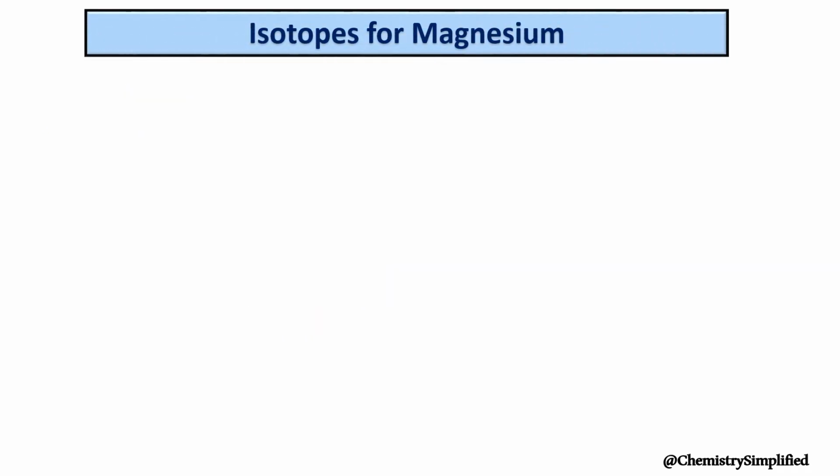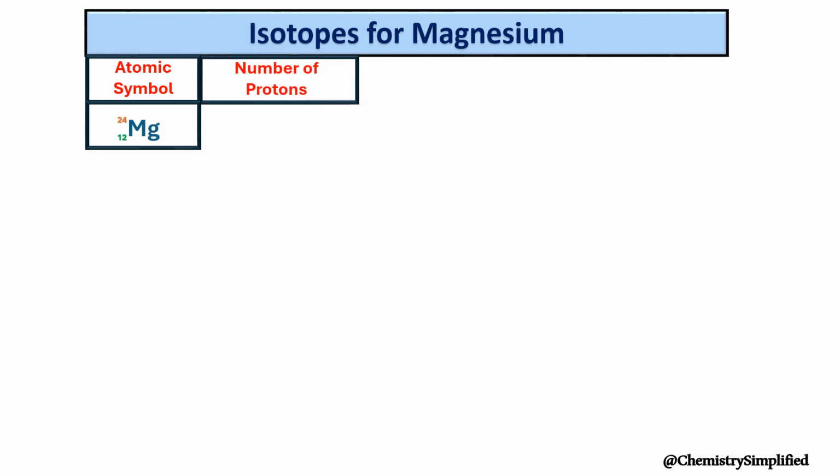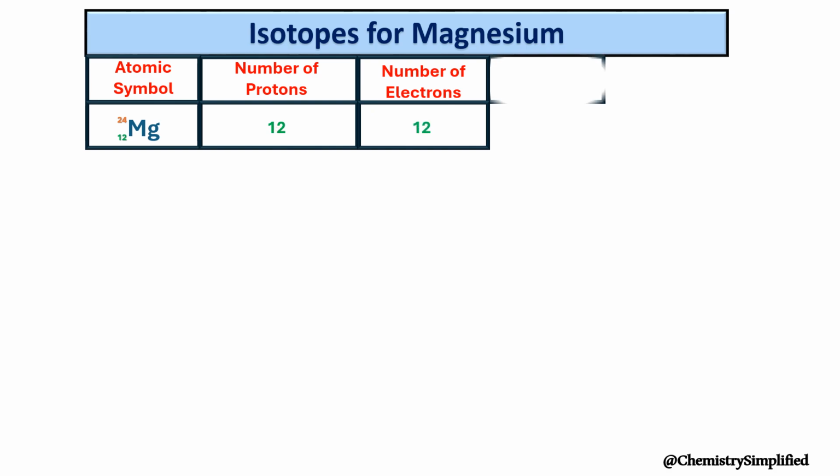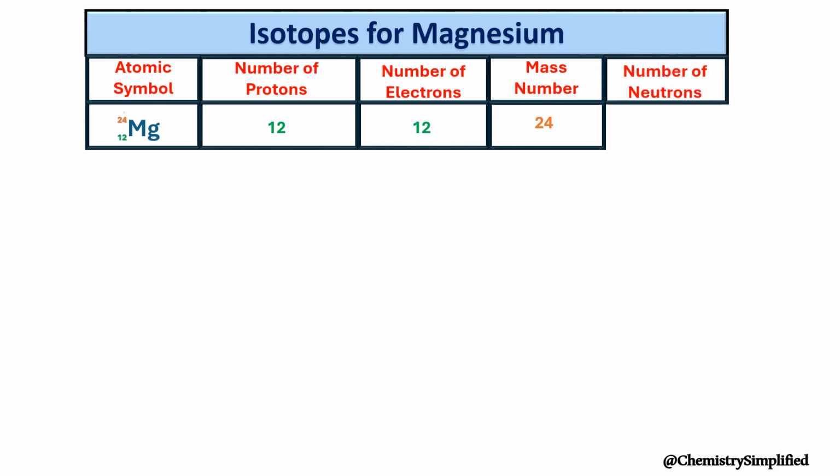Now, let's look at a specific example. Let's look at the isotopes for magnesium. So let's say the atomic symbol is given as Mg with 24 on the top and 12 on the bottom. The number of protons is the same as the atomic number, which is 12. The number of electrons should be the same as the number of protons because this is a neutral atom, so the number of electrons is 12 as well. The mass number is the top number, which is 24. And lastly, the number of neutrons should equal the mass number minus the atomic number, which is 24 minus 12, which is equal to 12.